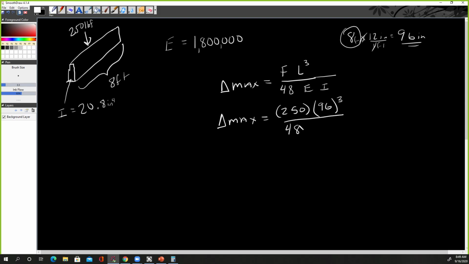And then on the bottom you take 48 times E times I. I already know the E, don't I? I don't need to write E. I know what E is. E is right here.